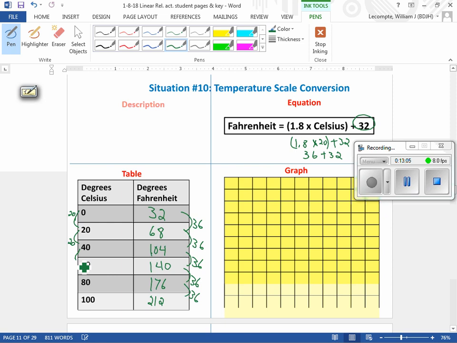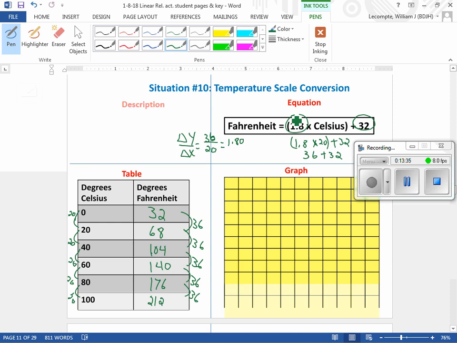And that gives us the change of y over the change of x, which should be 36 over 20. And if we break that down, 36 over 20 equals 1.8. That is where we get our 1.8 in our equation, or our m.